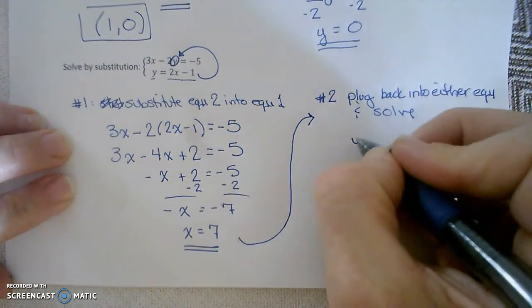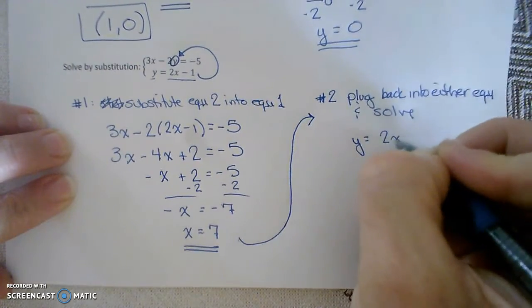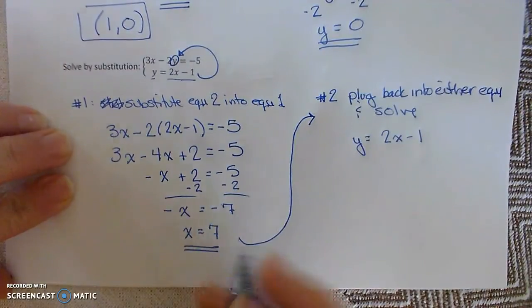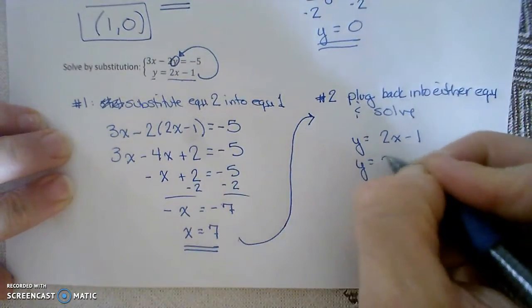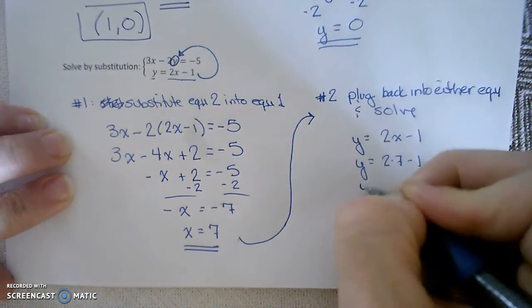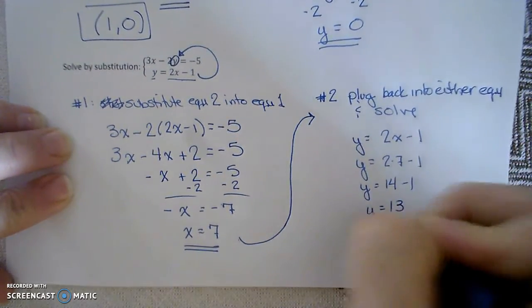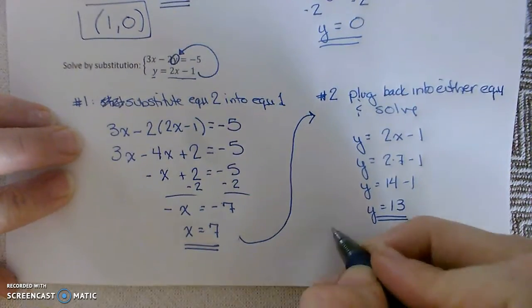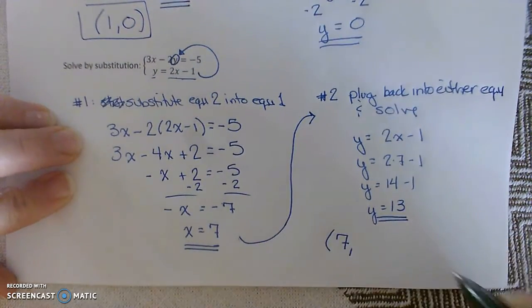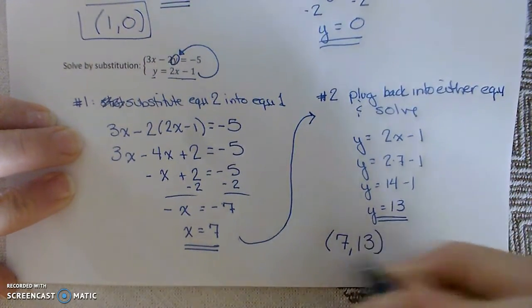So I'll choose the second equation, y equals 2x minus 1. I'll plug 7 in for x. Y equals 2 times 7 minus 1. That's 14 minus 1, or 13. So now I know what my solution is. The x coordinate is 7, the y coordinate is 13.